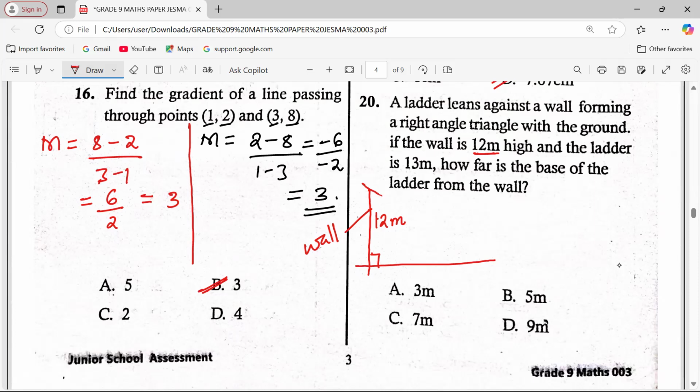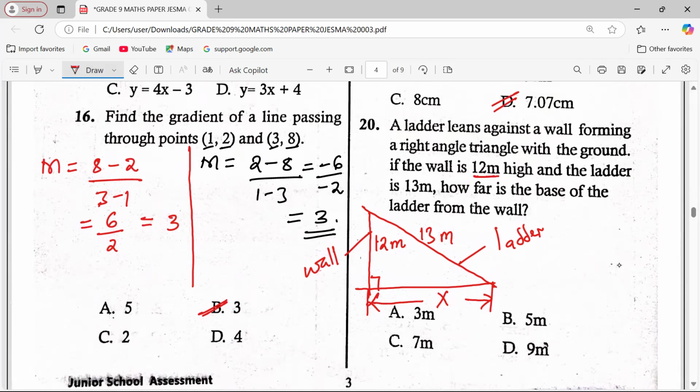So there is a ladder now which is leaning. This is the ladder, 13 meters. How far? So now we need the distance here. How far is this ladder at the base of the wall? So we need again to apply the Pythagoras theorem, whereby we will say 13 squared minus 12 squared. Then we carry out the square root. And this will give us exactly 5 meters. So the ladder is 5 meters away.